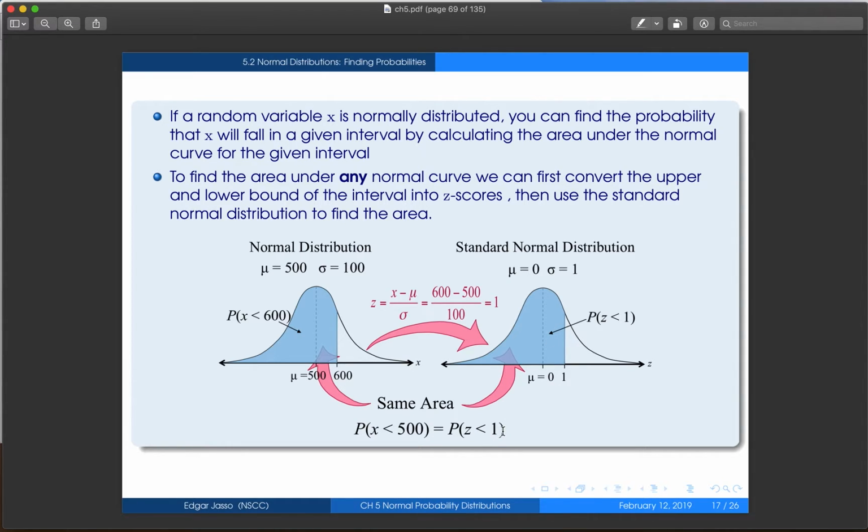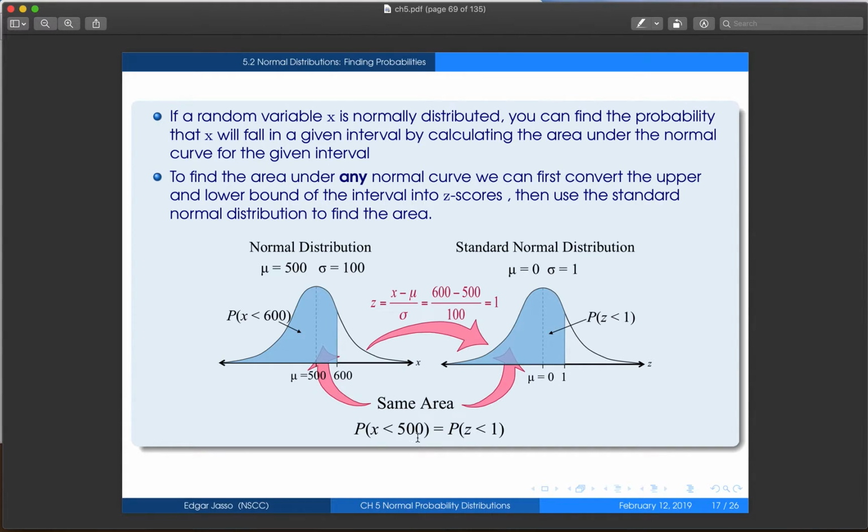This is the basic idea of how you can use the standard normal curve, the one that has mean 0 and standard deviation 1, to calculate the area under the curve of any other normal distribution. All you have to do is find the z-score on the general one. Once you find the z-score, you're really just thinking about it on this curve, and you find the area to the left or the right of the z-score.